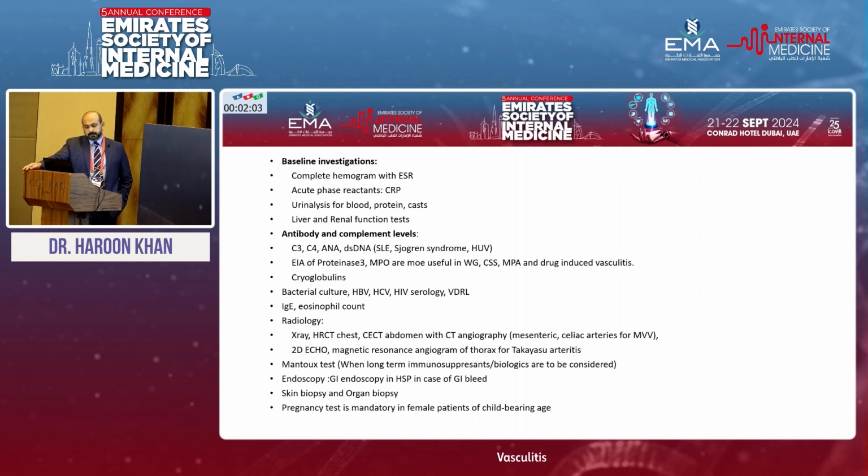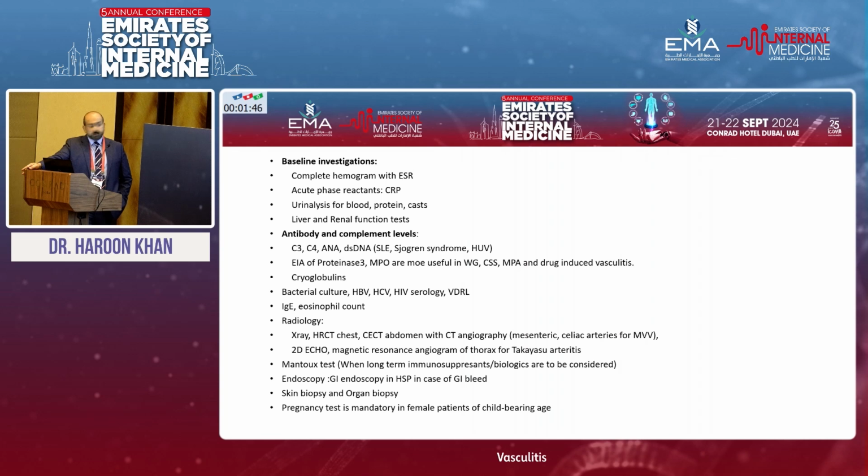Cryoglobulins, bacterial culture, obviously, if they're unwell or have fever, need to be done, along with typically hepatitis B, C, HIV in high-risk patients. And as I've said, a lot of the time the eosinophil count is raised. IgE can be raised as well.